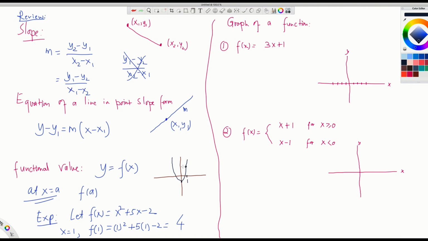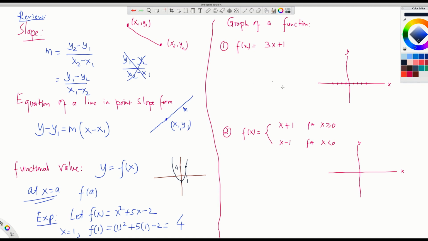At x equals 1, the height of the function is that. So that is basically 4. So that's what it means. Basically, the functional value of a function is the height of the function at a particular point, okay? Sometimes at this point the height is on the negative side, below the x-axis. So we write negative some number, whatever number you get when you plug in that point. So in the graph, the functional value of a function is basically the height of the function.